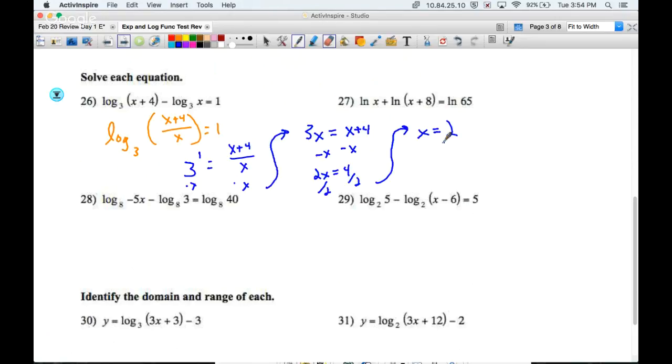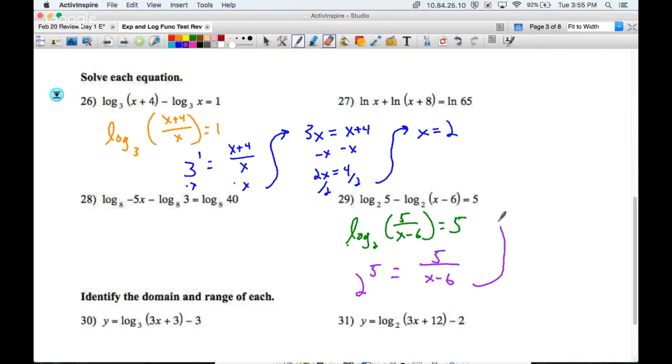Let's see if I see another challenging one. Here, maybe number 29. So let's see, log base 2 of 5 minus log base 2 of x minus 6. I can subtract them as a single logarithm. Log base 2 of 5 over x minus 6 equals 5. Now we got to rearrange it into exponential form. So this becomes 2 to the 5th equals 5 over x minus 6. 2 to the 5th is 32.